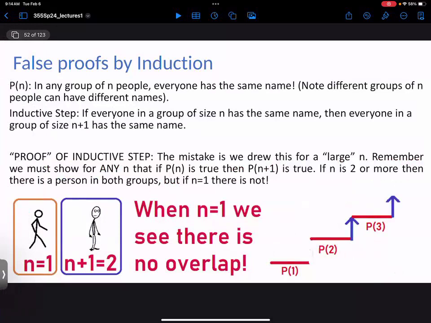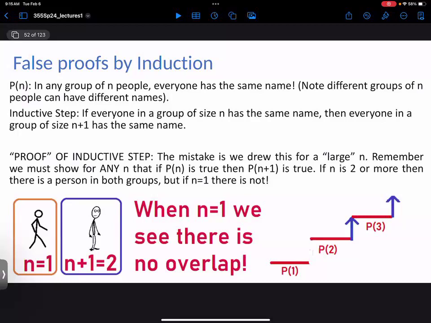What's going wrong here is imagine n equals 1. If n equals 1, then n plus 1 equals 2. And the first group only includes person 1. The second group only includes person 2. When I was saying there's an overlap, there is not an overlap if n equals 1. If n equals 2, yes, there's an overlap. So imagine you knew that in any group of two people, you always have the same name. Then everybody has to have the same name. It's a broken staircase. P1 is true. P2 does imply P3, but we don't know P1 implies P2.